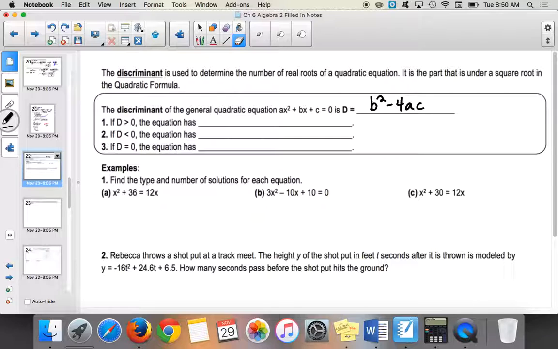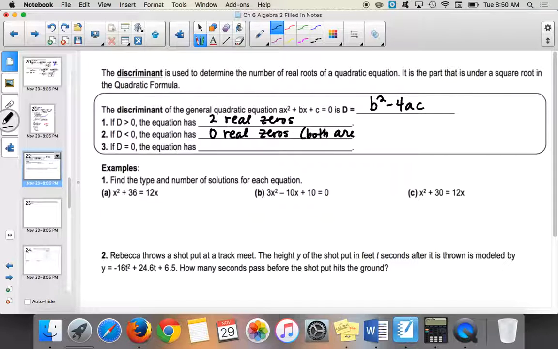All right, so if D is greater than 0, the quadratic equation has 2 real zeros. If D is less than 0, the equation has 0 real zeros because both of them are complex, or imaginary if you like that word better. And then if D is equal to 0, the equation has 1 real zero, or 1 real solution if you want to say solution instead.